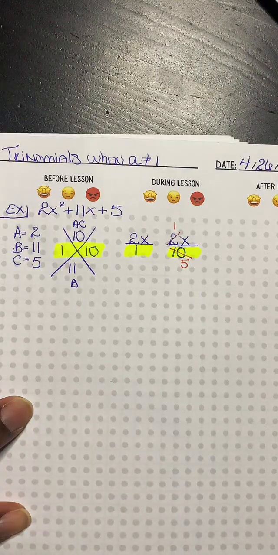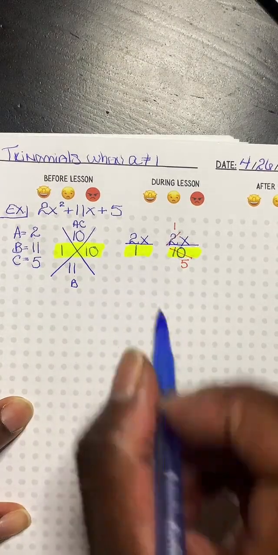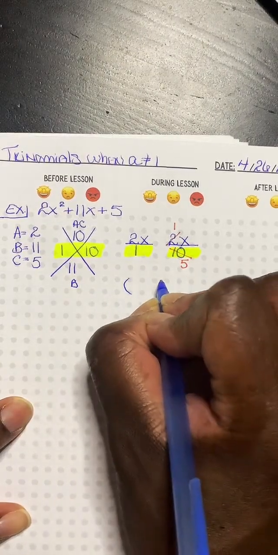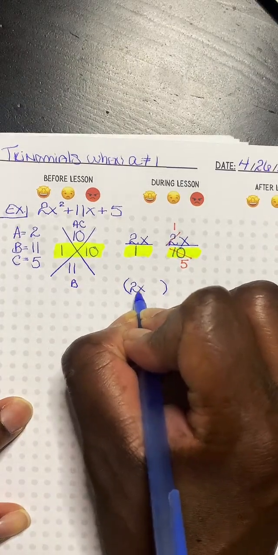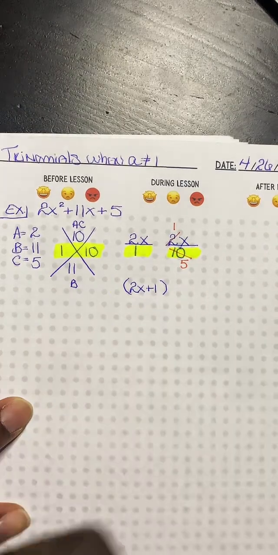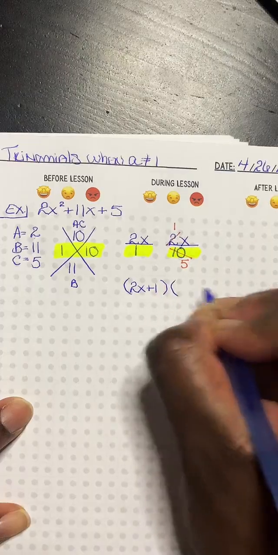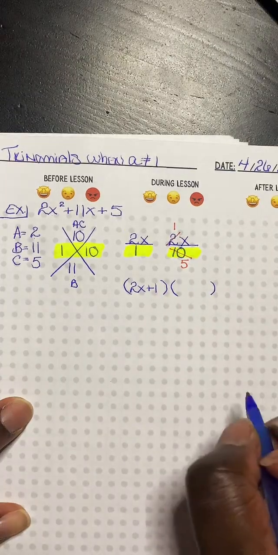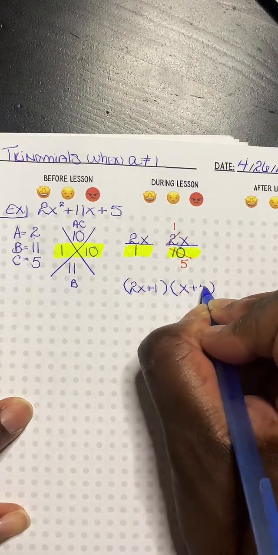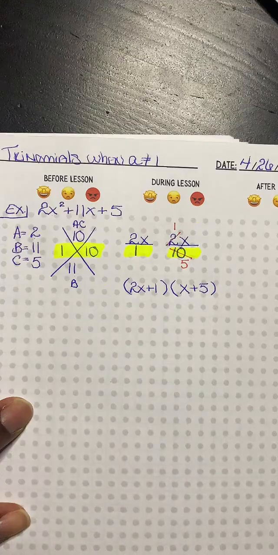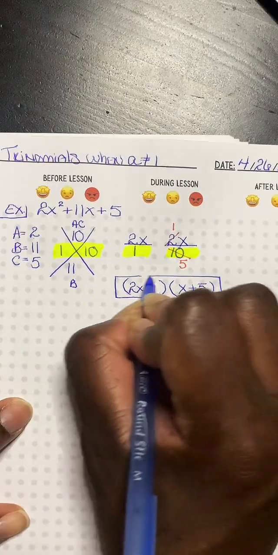So we basically have our answer right before us. This first ratio is going to be my first parenthesis. The answer for that is 2x plus 1. The second ratio is going to be my second parenthesis, which is 1x, or just x, plus 5. And this is your factor.